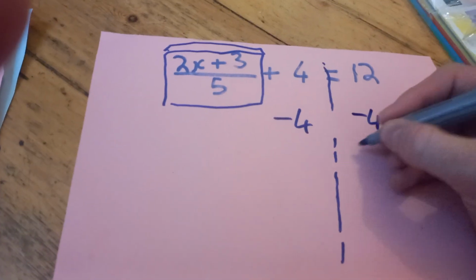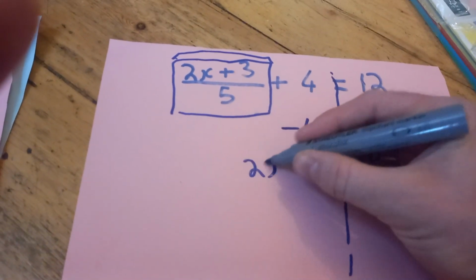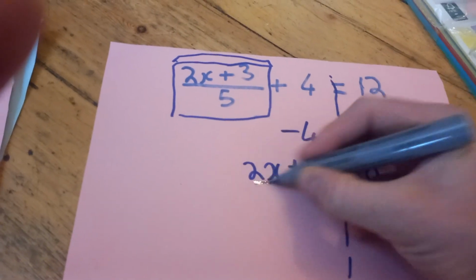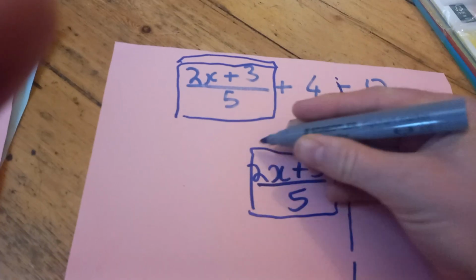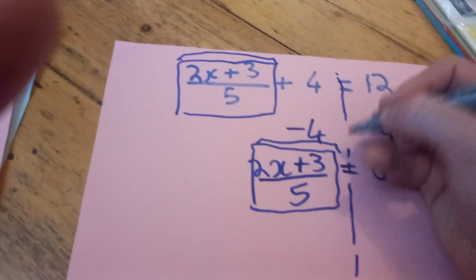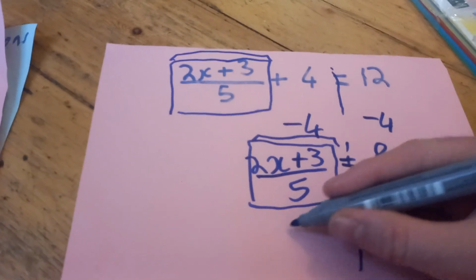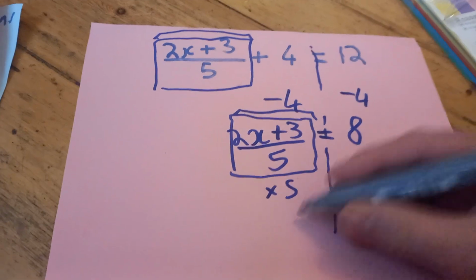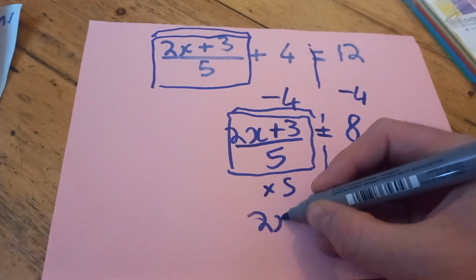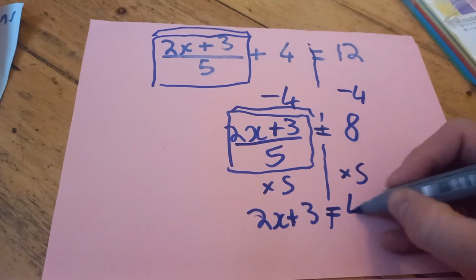So we're going to -4 first. That gives us 8, and we've got 2x plus 3 over 5 equals 8. Well, now we're just left with our house. We got rid of everyone outside. Now, who's furthest away again? Well, obviously, the person living downstairs. So you times by 5. That makes that 5 here disappear. Equals 40.